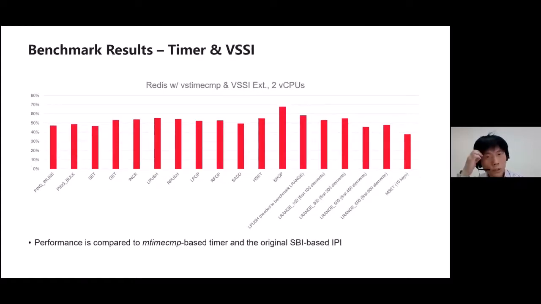This figure shows the performance boost in Redis with both the virtual timer extension and the VSSI extension. With two vCPUs, we observe around 50% performance gain compared to the original SPI-based interrupts. The performance gain, again, comes from the elimination of the excessive traps to the host and to various nodes in the host.